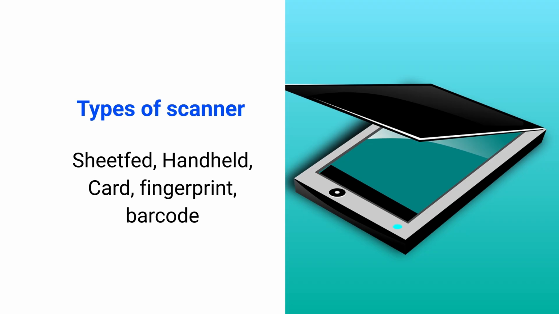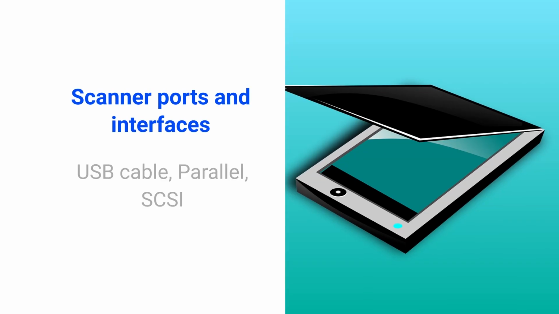Then we have the barcode reader. As we have discussed, it may be used in our libraries, in shopping malls and other places where we can fetch all the details just by scanning that barcode. These scanners are connected with the system through different ports and interfaces. It may be through a USB cable, it may be a parallel port, or it may be a SCSI connection, right.